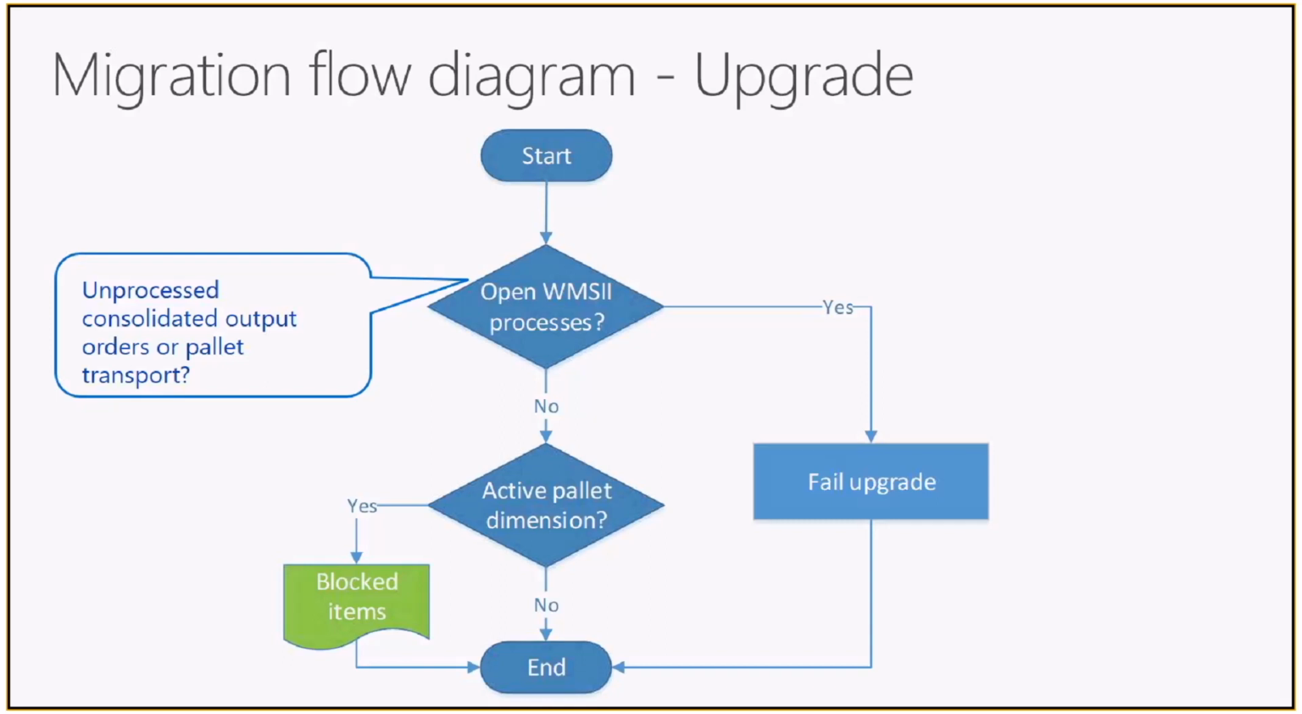We do not want open output orders in a consolidated state. We do not want to have open pallet transport existing and migrating or upgrading that data to the new Dynamics 365. So the upgrade will not allow that. It will fail, and you'll need to go to your source environment and either cancel these open transactions for WMS2 processing or complete them before you run the final upgrade.